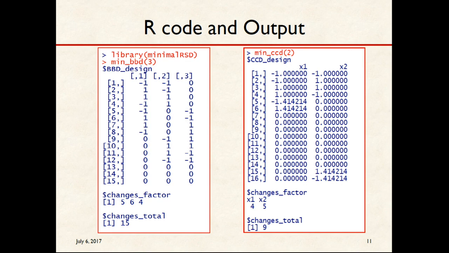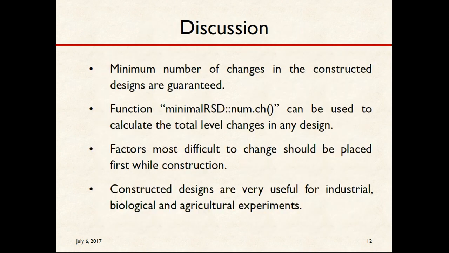It's a very simple-to-use package, minimal RSD. If you want to make a Box-Behnken design, you call BBD and give the number of factors in your experiment. You get a design, you employ it, and save money. In the same way, you can go for central composite design. In the next slide, I'm giving the discussion.